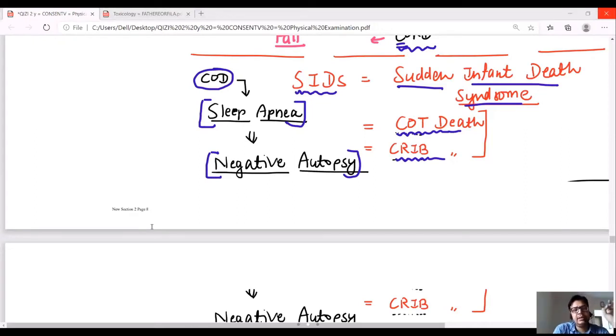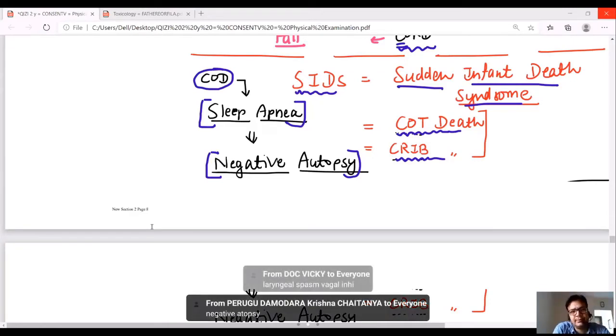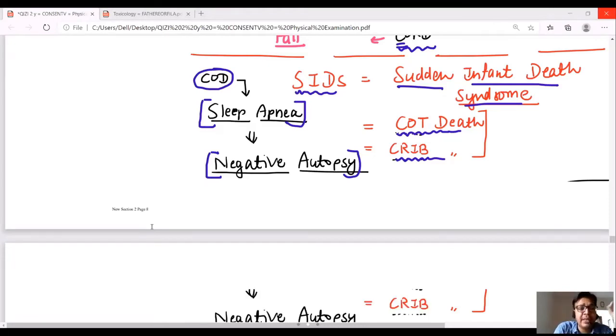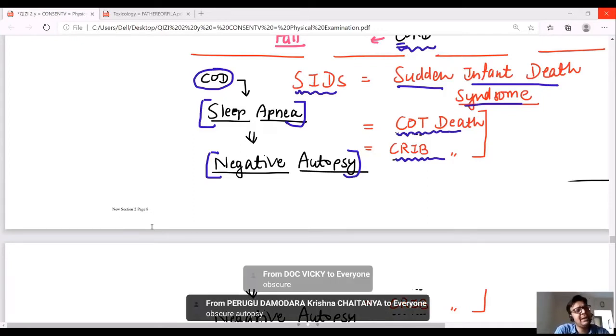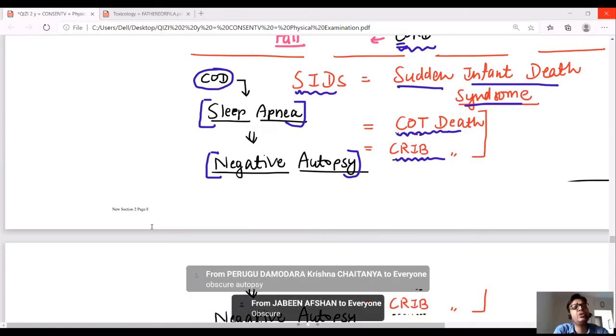First question: if you are conducting postmortem, gross analysis, chemical analysis, toxicological analysis, histopathological examination, even after that you are not able to find the cause of death, what is this known as? Negative autopsy. Now, if you have minimal findings, but you are not able to ascertain the exact cause of death, but you know that this is the cause of death, this is known as which autopsy?